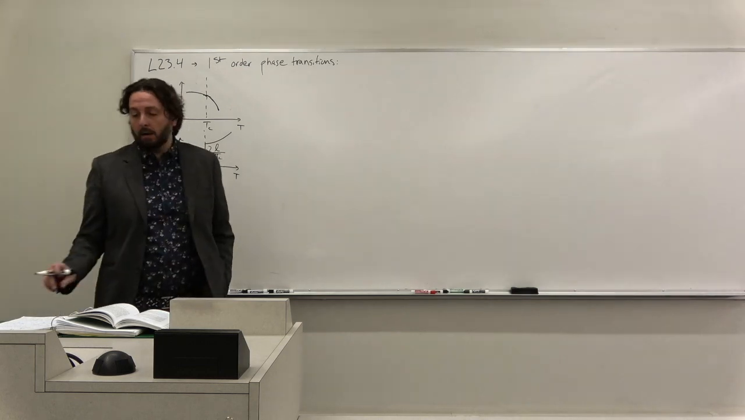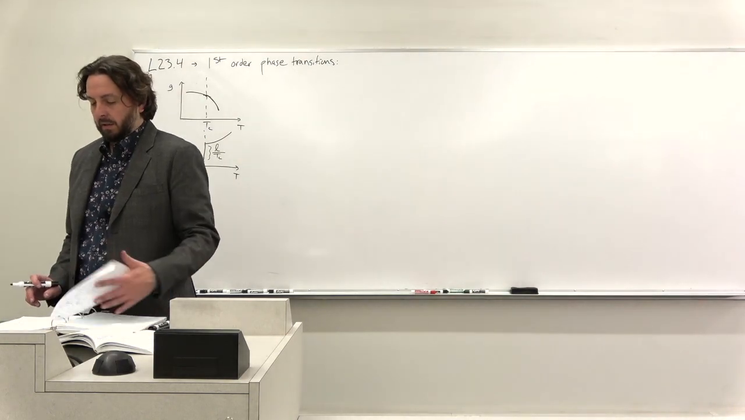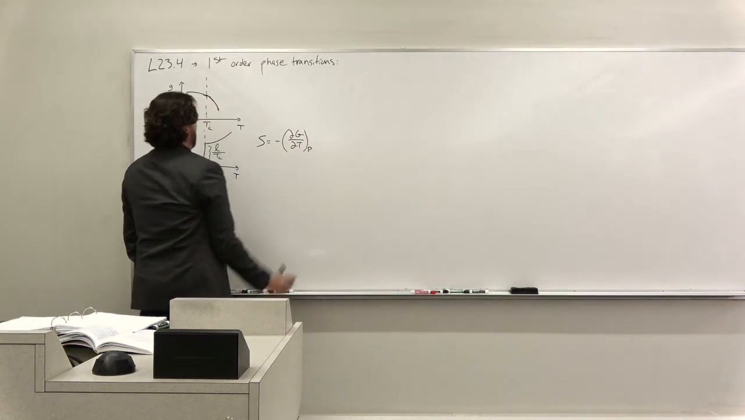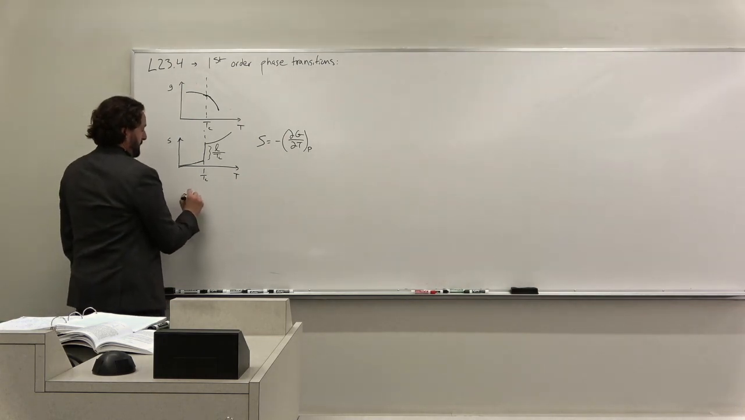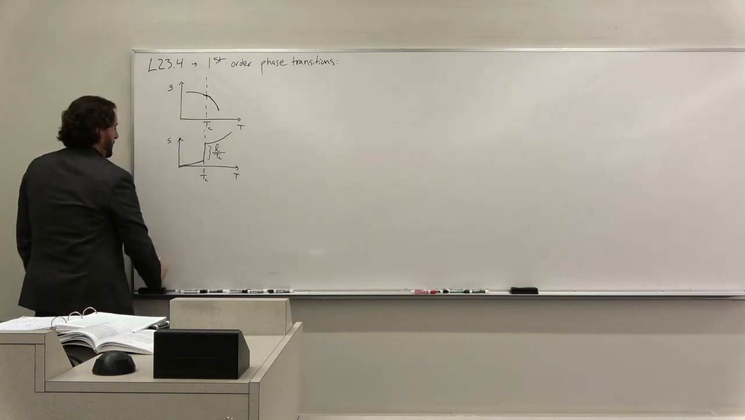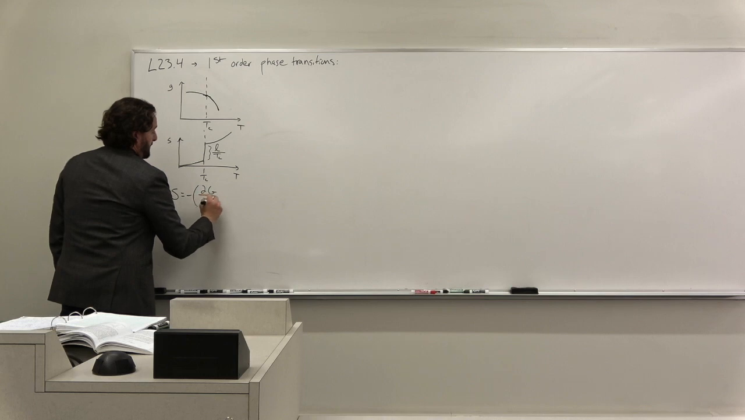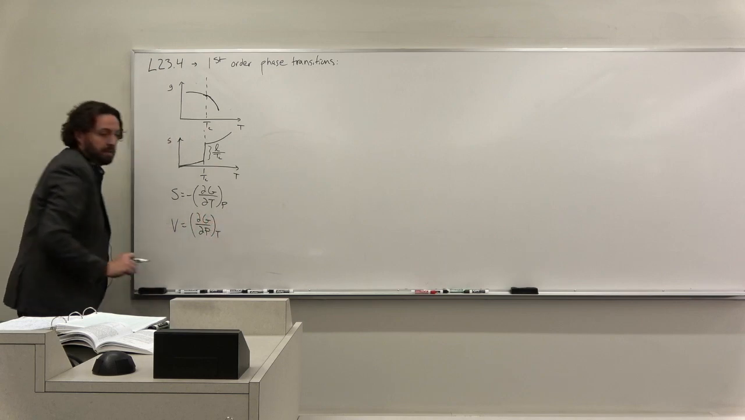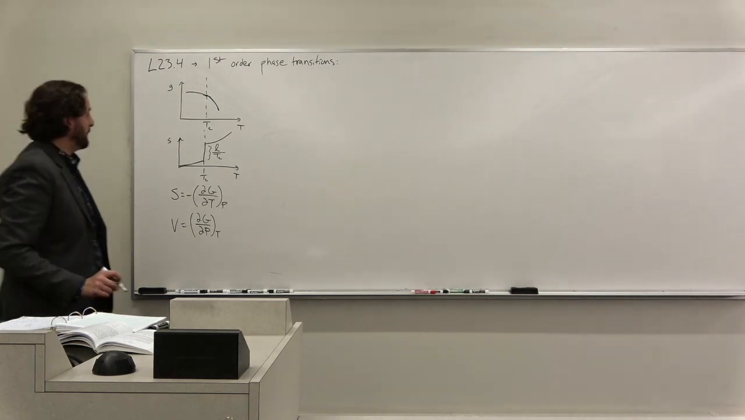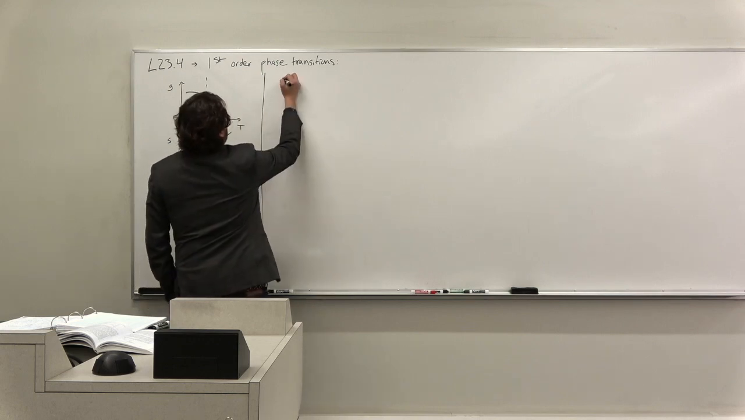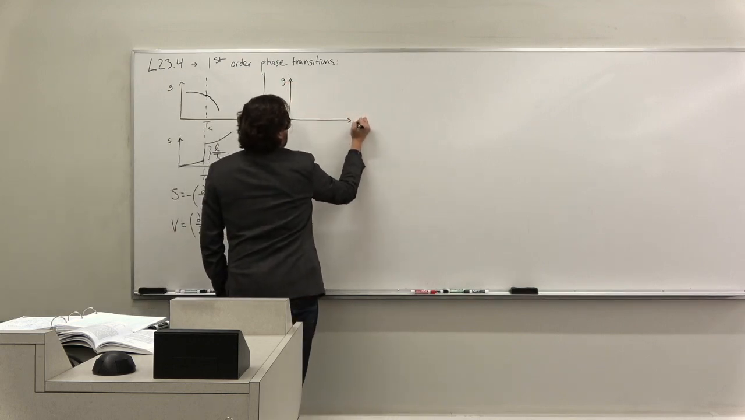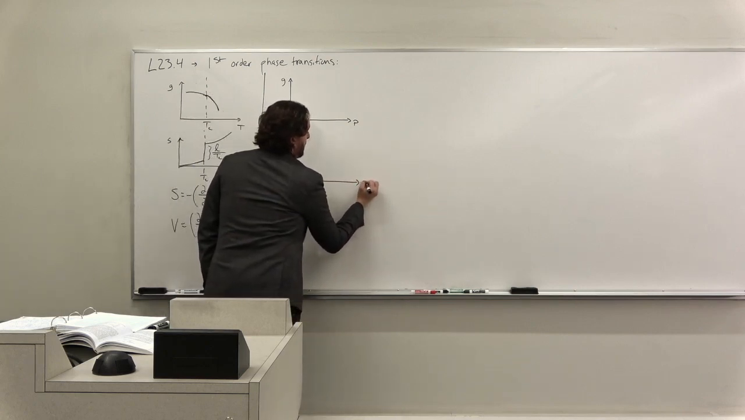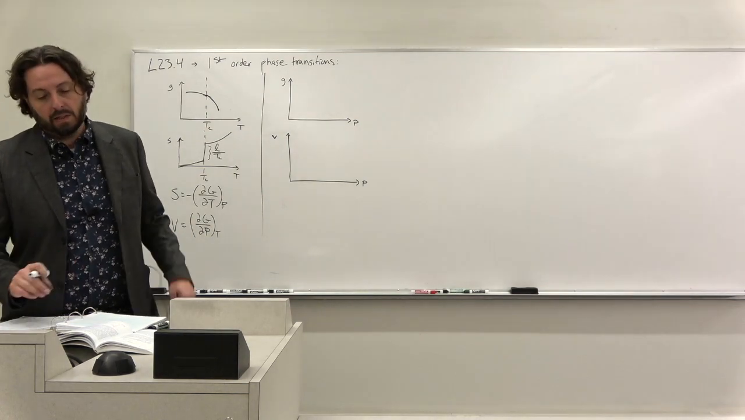But remember, when we had our partial derivatives for G, we not only had that S was minus partial G partial T at constant P, but we also had the volume was partial G partial P at constant T. And so if we look in a similar way at little g versus pressure, and then the volume versus pressure, what do we expect to find? Well, again, we expect to find a discontinuity.